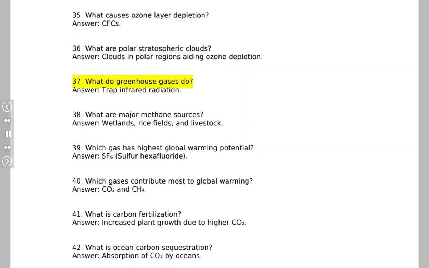37. What do greenhouse gases do? Answer. Trap infrared radiation. 38. What are major methane sources? Answer. Wetlands, rice fields, and livestock. 39. Which gas has highest global warming potential? Answer. SF6, sulfur hexafluoride. 40. Which gases contribute most to global warming? Answer. CO2 and CH4.